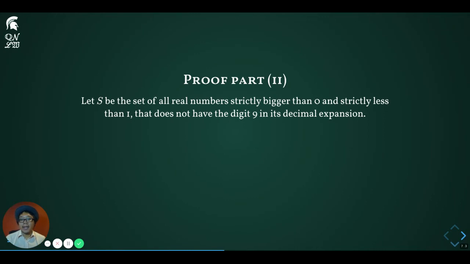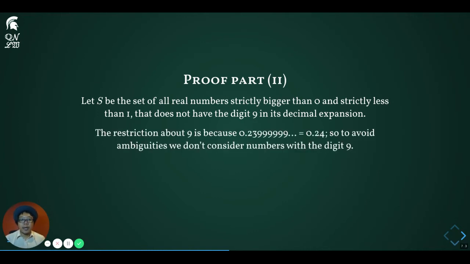We use a set S instead of all of R for technical convenience, as you will see in a minute. We take S to be the set of all real numbers that is strictly bigger than 0 and strictly less than 1, and such that the digit 9 does not appear in its decimal expansion.